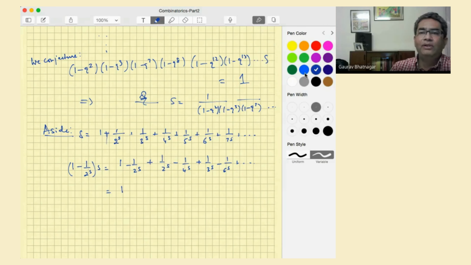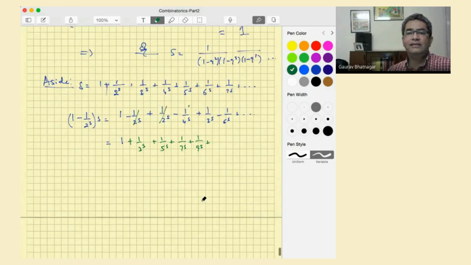What do I get? All the terms which are divisible by 2 will cancel. Like this term will cancel this guy. So I'll get 3 raised to s minus 1 plus 3 raised to s plus 1 over 5 raised to s plus 1 over 7 raised to s. Anything which is divisible by 2 will cancel.